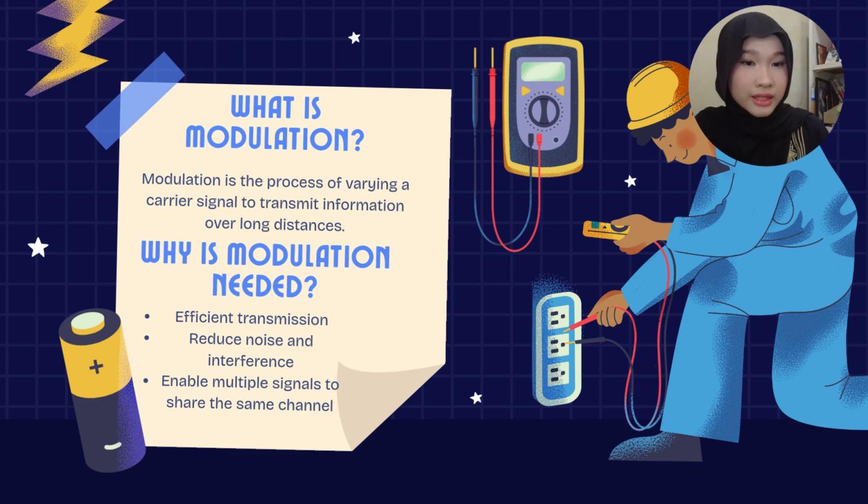First of all, let us understand what modulation is. Modulation is the process of changing a carrier signal based on an information signal, such as voice or data, so that it can be transmitted efficiently over long distances. Modulation is important because it helps reduce noise, allows efficient use of bandwidth, and enables multiple signals to be transmitted over the same communication channel.